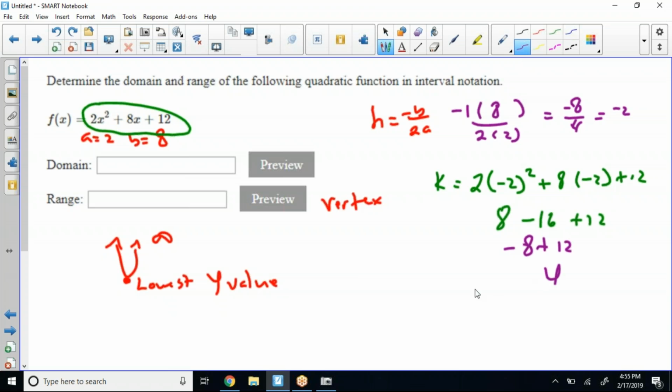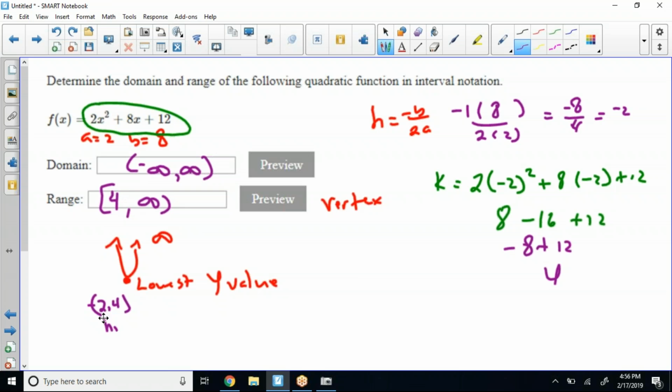So that's 4. So my vertex, this little point right here, is actually (-2, 4), right? If you think about it from a range standpoint, it's from 4 to infinity because it's opening up. And then the domain would always be this. The range for a quadratic will always have one side a parenthesis and the other side a bracket, guaranteed. It may start off with a bracket, then the other side has to be a parenthesis because you're looking at infinity or negative infinity.